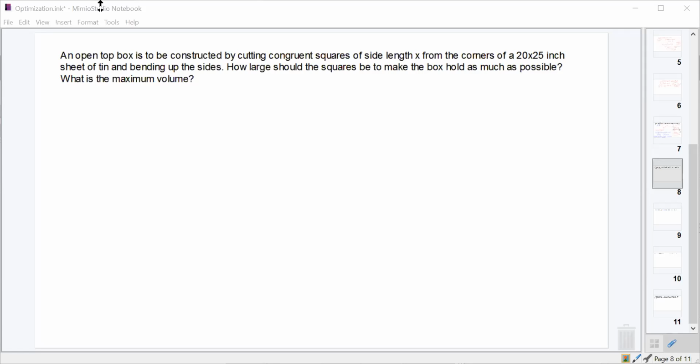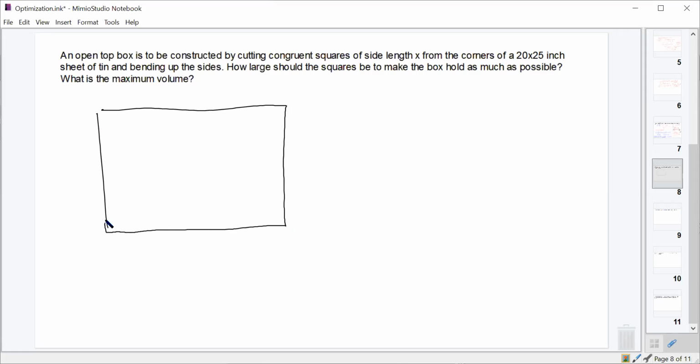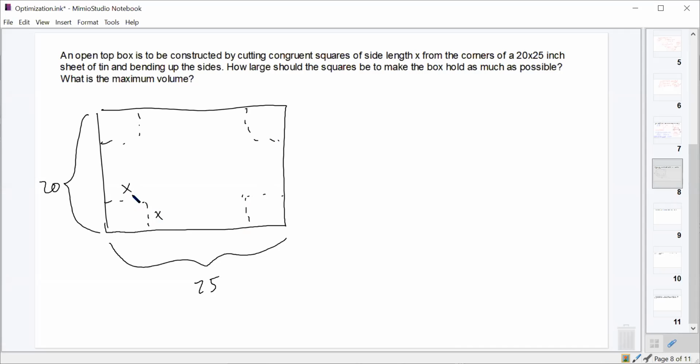Yeah. Okay. So let's draw what we got. We got this sheet here. We're going to cut the corners of it off, right? It starts off being 25 by 20. True? True. And we're going to cut these corners off. And how much do we cut off from each corner? Cut off x from each corner, right? Yes. Okay.